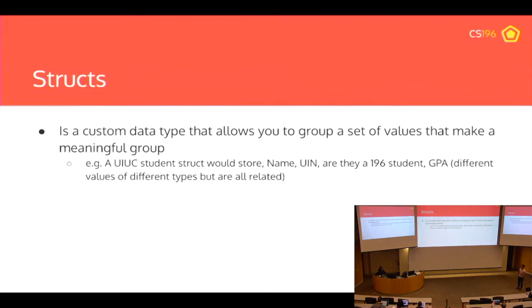Now let's talk about structs. So structs is a custom data type that allows you to group a set of values that make a meaningful group. So this is different from a collection. A collection is often just like a list or a tuple or array. It could be anything, whereas a struct will be a single variable that holds a bunch of values that are meaningful. So for instance, let's say we want to store UIUC students in structs. So the student struct would store the name, the UIN, are they a 196 student, and their GPA.